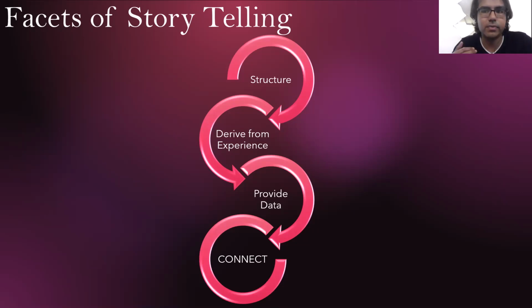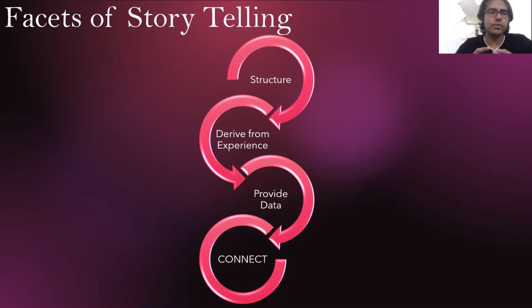So if you do not connect with your users at any level, when you're creating the structure, when you're trying to derive something from your experience, or when you're providing data, you have to always keep in mind that whatever you are doing, showing, or telling, you have to connect to your audience. And you as a PM have to be the best judge, and be confident about your judgment that if I present this kind of data, in this kind of structure, or derive these examples from the industry or from my past experience, this will ensure that I have the maximum connect with the room.